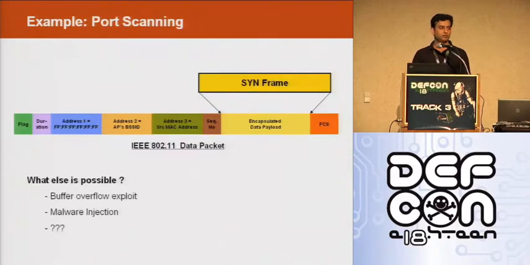And one example could be port scanning. If I am going to use a payload which is used for port scanning, then my packets will actually reach the victim, and the victim will respond to that packet, which means I can do port scanning and find out whether that Wi-Fi user is vulnerable or not, which can further be exploited. So just think what else is possible.